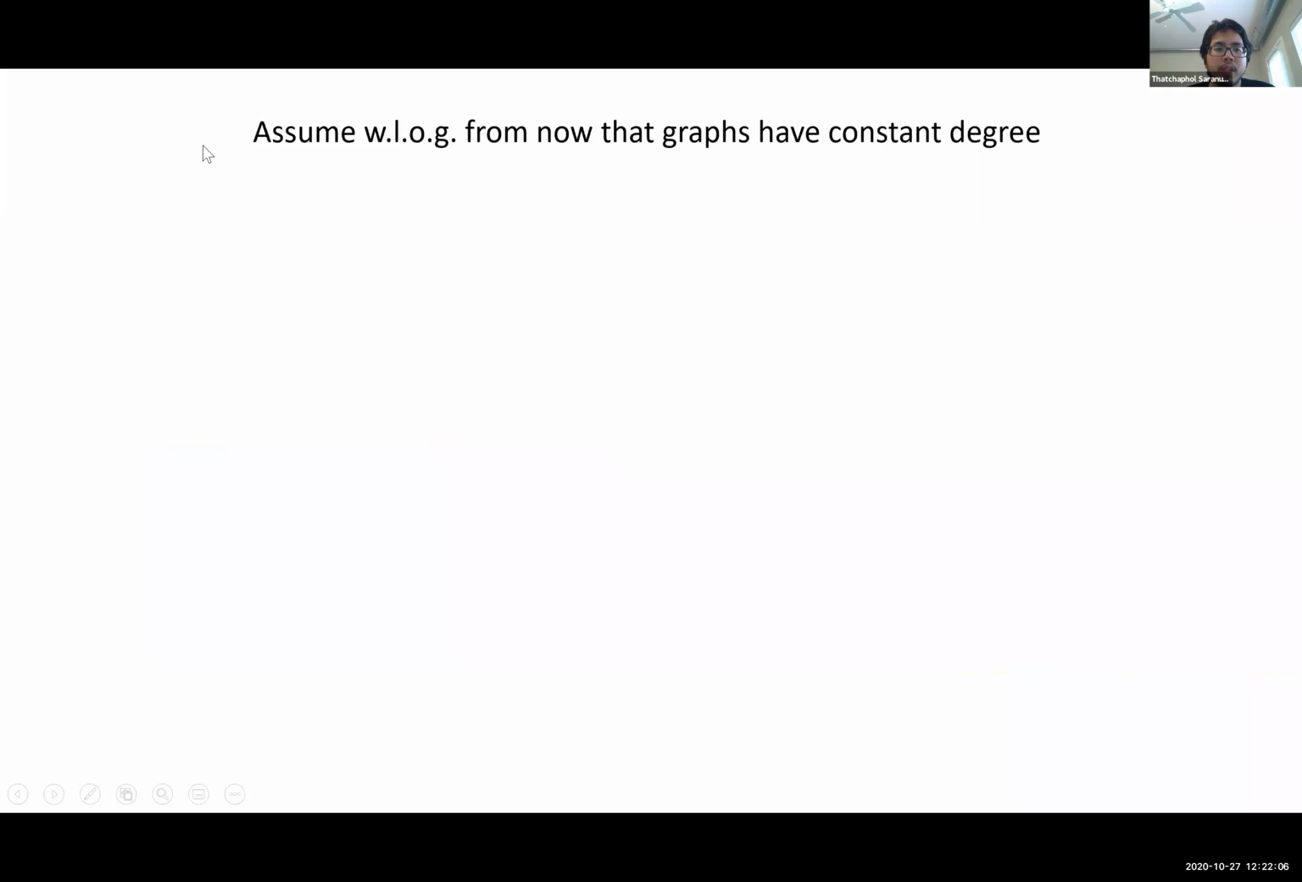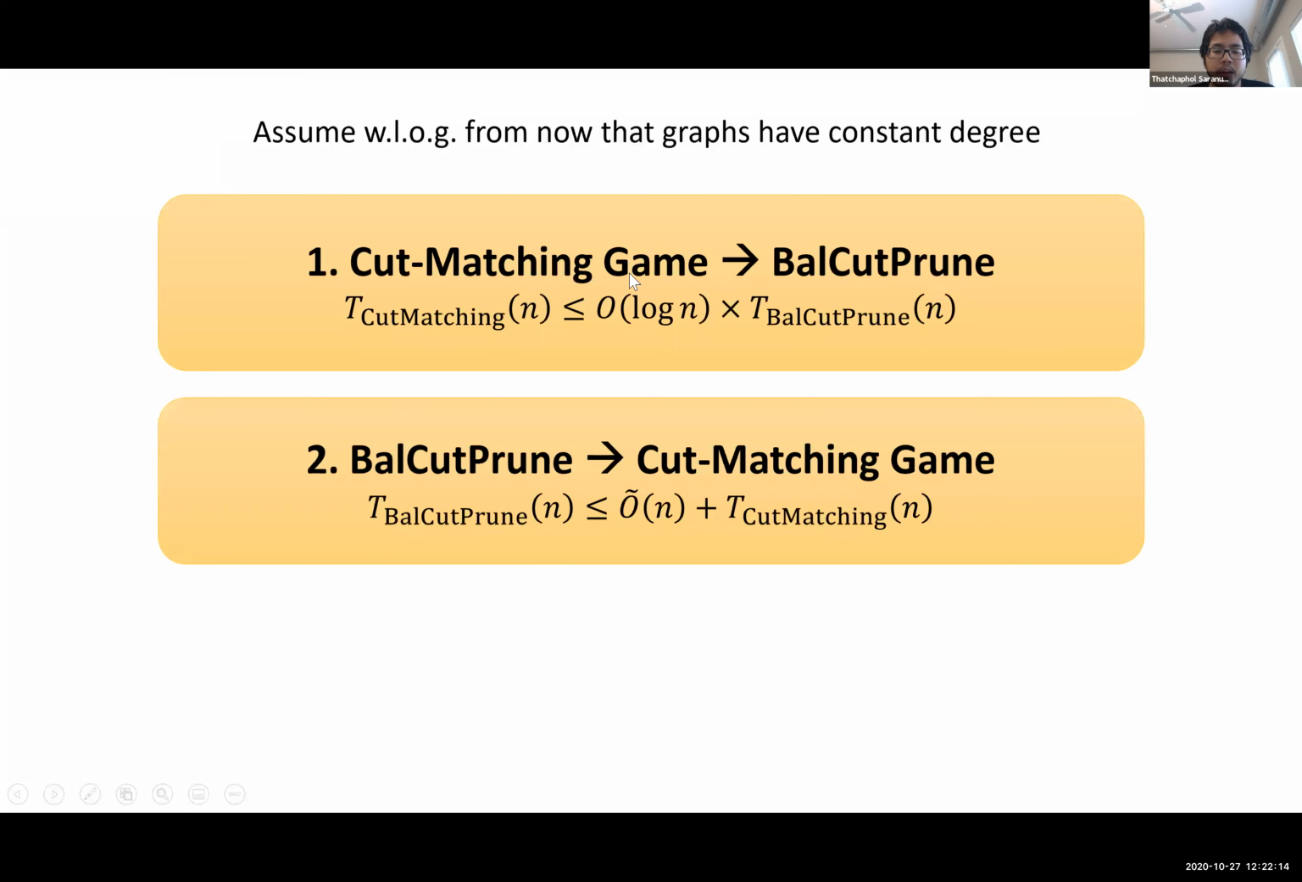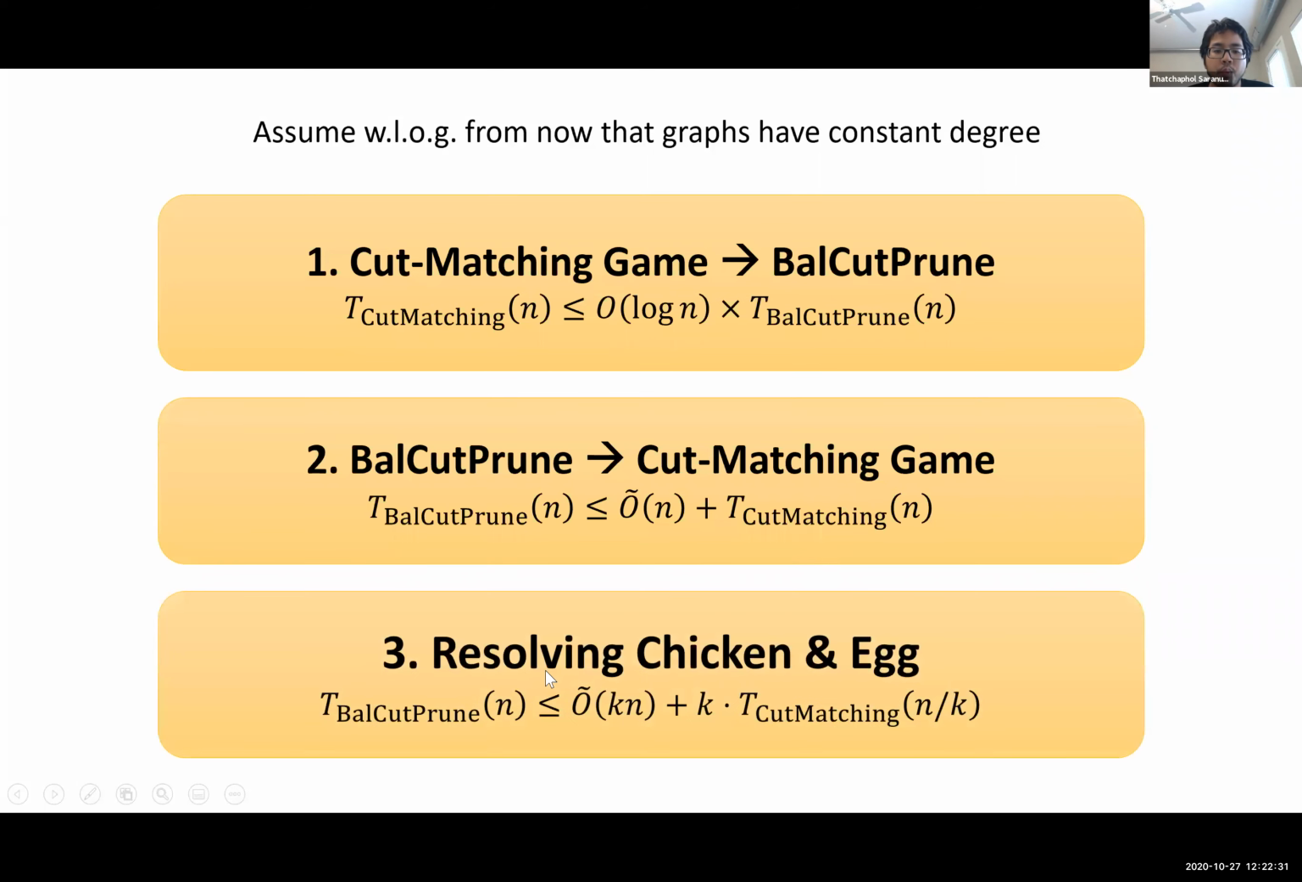Now, without loss of generality, I will assume that the graph has constant degree. And the plan is the following. First, I will tell you that there is a two-way reduction between the subroutine of BalCutPrune and a process called the cut-matching game. But this gives a chicken-and-egg situation, and the key idea is how to resolve this chicken-and-egg situation.